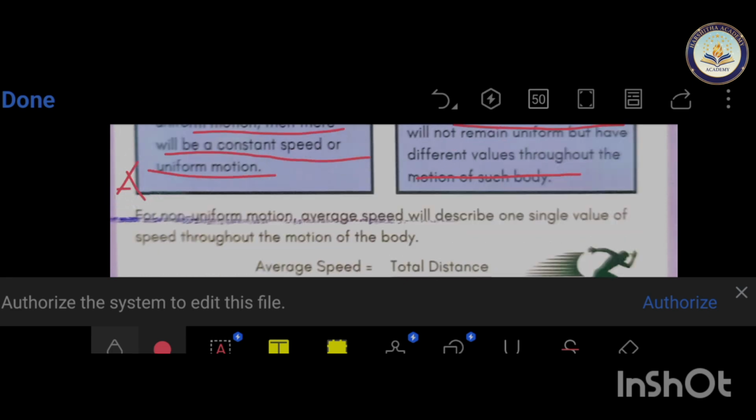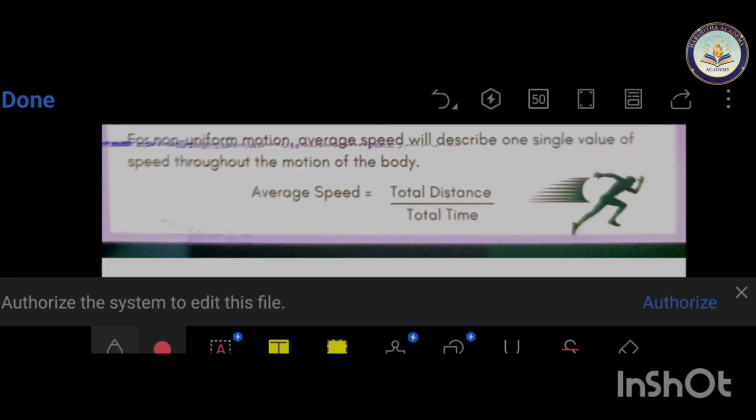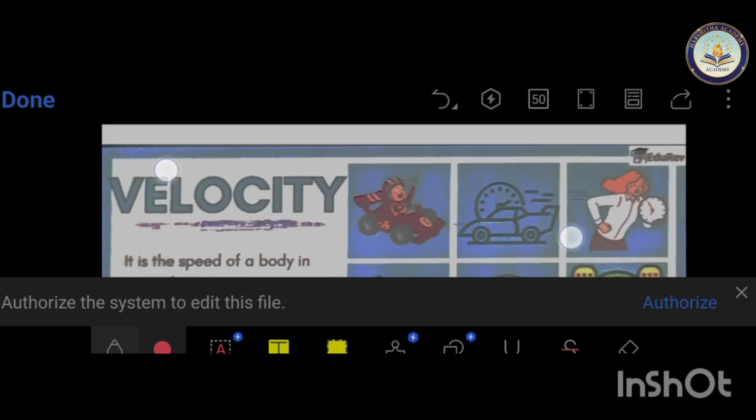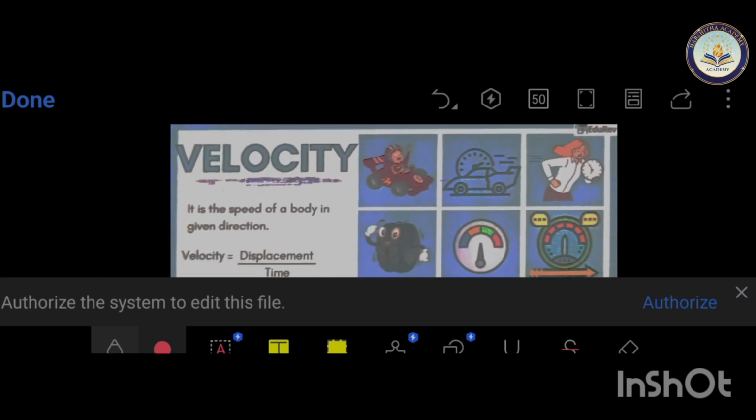These are important points, guys. Keep it as a note. And average speed is the total distance traveled divided by the total time taken. Okay, guys.